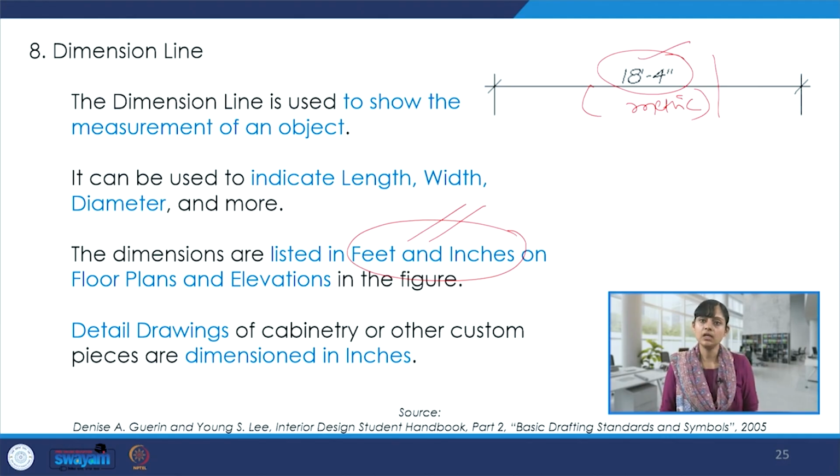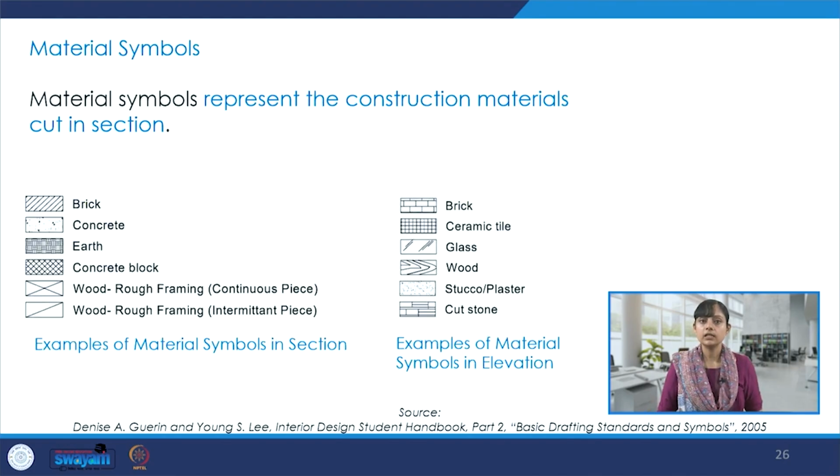And the people who execute on ground, the masons and the skilled people, are well versed with feet and inches, and it is used quite often on site. Then material symbols are also very handy, and very, very crucial: how we denote different materials and show them through representational drawings, and then translate them on site.